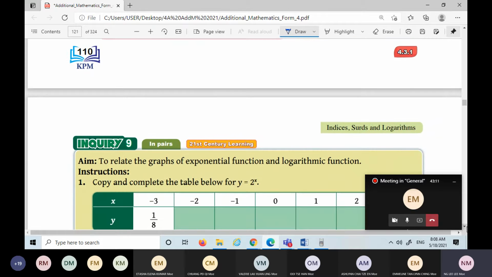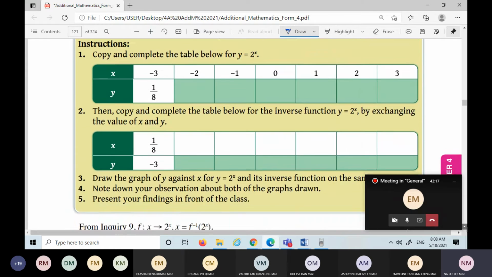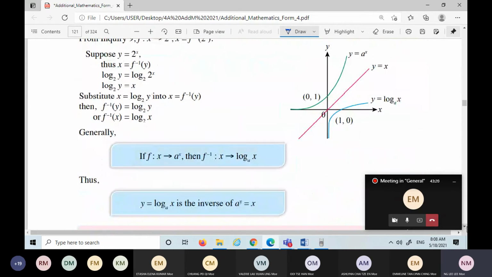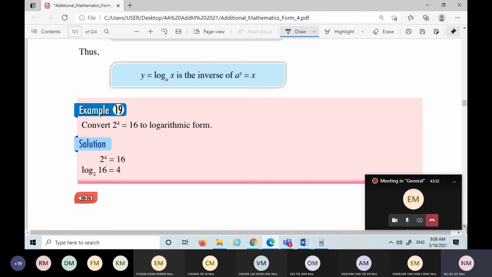Okay, then next, this one I will skip. This is more or less the same as just now. You can see the graph here. They are inverse to each other. This one nothing, so straight away we go to some examples.